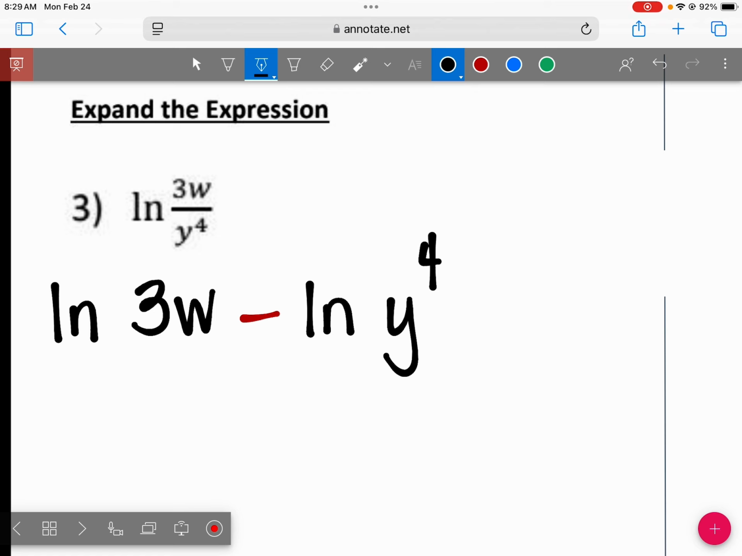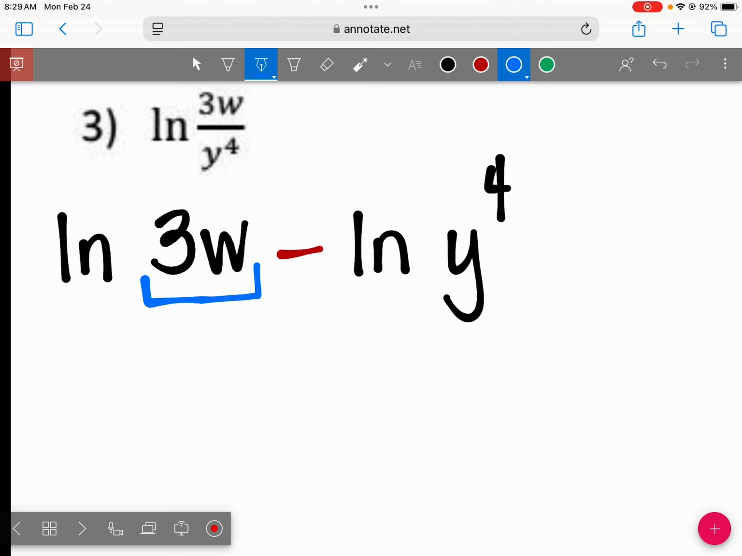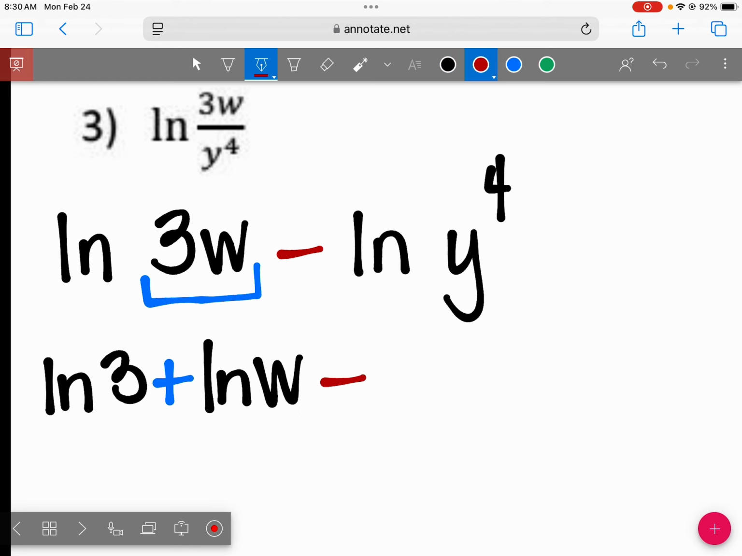Now, do we have anything being multiplied? We do, yeah. This 3 and the w, we need to break them up. Logs, we break it up. So we're going to break up that 3 and the w. They're being multiplied, so what am I going to break them up with? How do you separate multiplication? Addition. So that would be the natural log of 3 plus the natural log of w minus the natural log of y to the 4th.